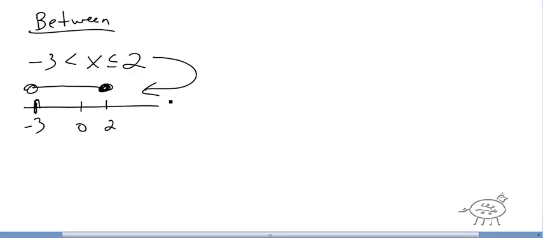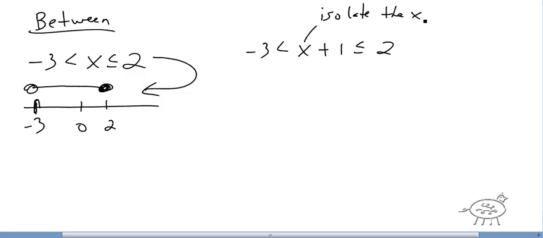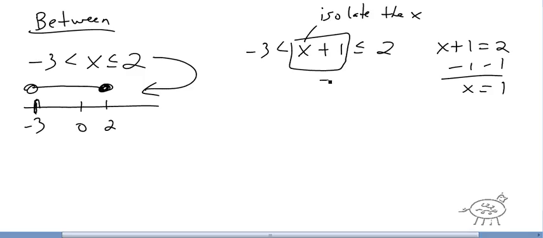Now, how does it get a little more difficult? Well, if I have a problem like this, x plus 1 is between negative 3 and 2. Your goal here, math fans, is you want to isolate the x, or the variable. So this is just like if I told you x plus 1 equals 2. How do you solve for x? You would subtract 1 from both sides, and you get x equals 1. Well, that's what we're going to do. You want to look at this part right here and say, I want to solve for x. Oh, okay, I subtract 1, but you have to subtract 1 from all 3 sides.